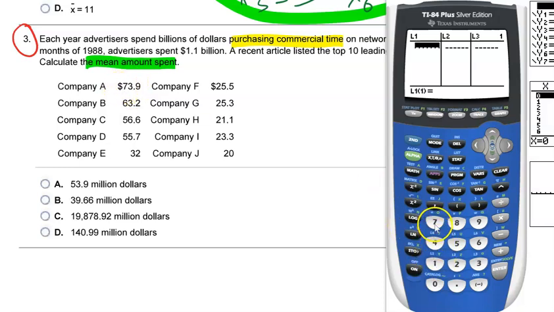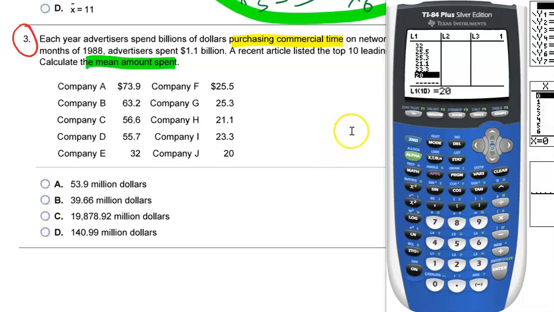If I type 73.9, that's the first data, and I press enter, and it goes to the next row of L1. That means you're putting the second data in the first column. That is 63.2. Press enter, and you put 56.6. Enter. I'm going to pause the video, put in the data, and come back.